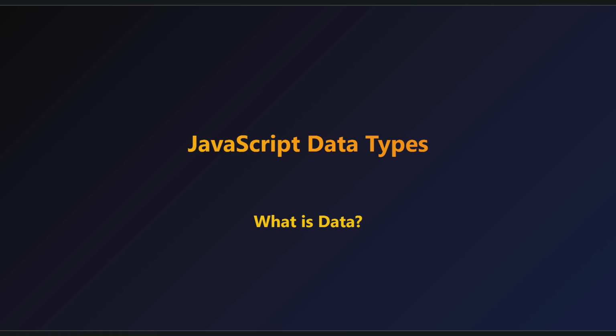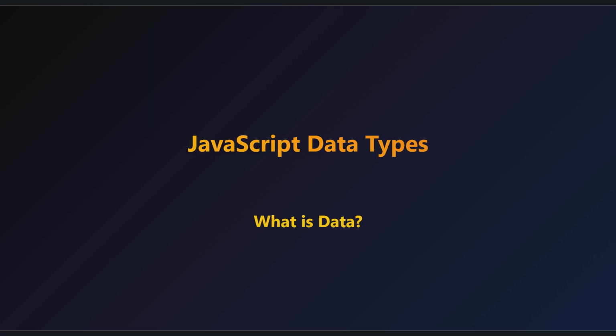Today, we're going to explore the absolute foundation of JavaScript, data types. So, what is data? Think of it like the different ingredients you use to cook a meal. You have vegetables, spices, meats, and so on. In programming, data is just information. And just like with cooking, we need different types of ingredients to build an application. We need text for names, numbers for prices, and simple yes or no answers to make decisions.